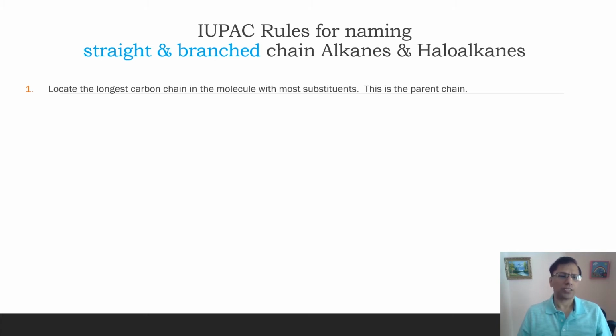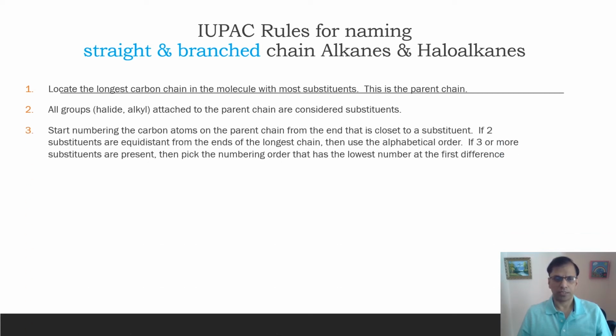So the first thing you have to do is locate the longest carbon chain in the molecule with the most substituents. This is called the parent chain. Once you have the parent chain, all groups, that's alkyl groups or halides, attached to the parent chain are considered substituents. And you start numbering the carbon atoms of the parent chain from the end that is closest to the substituent.